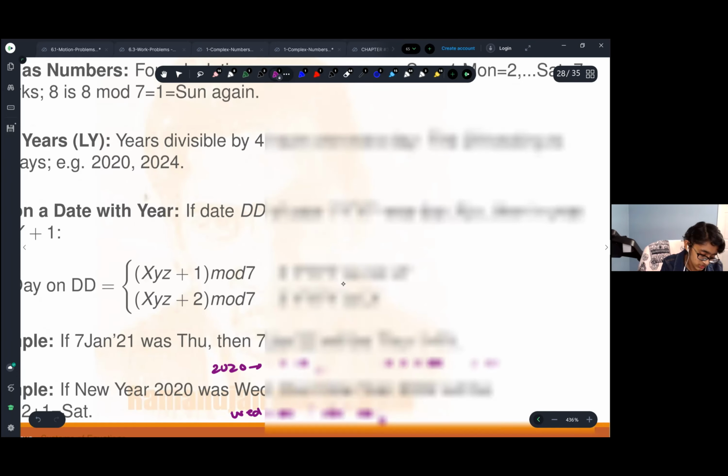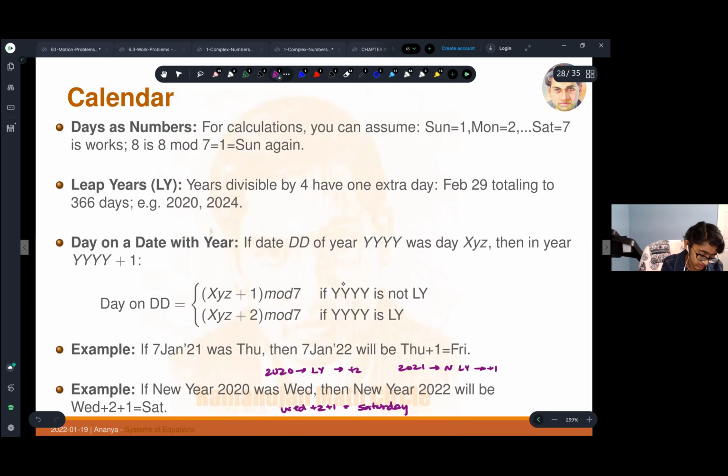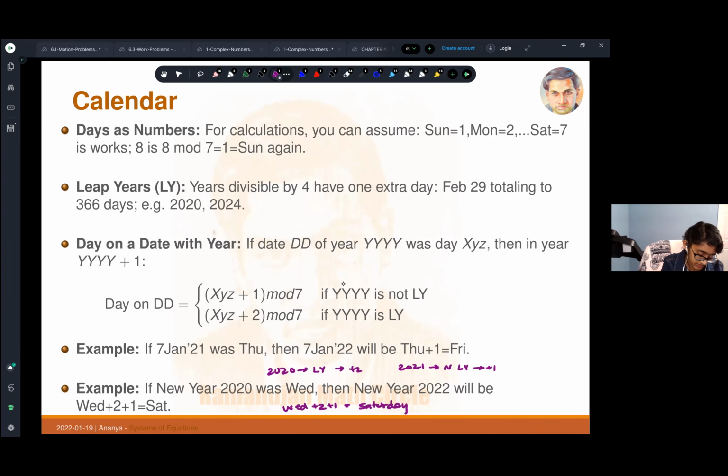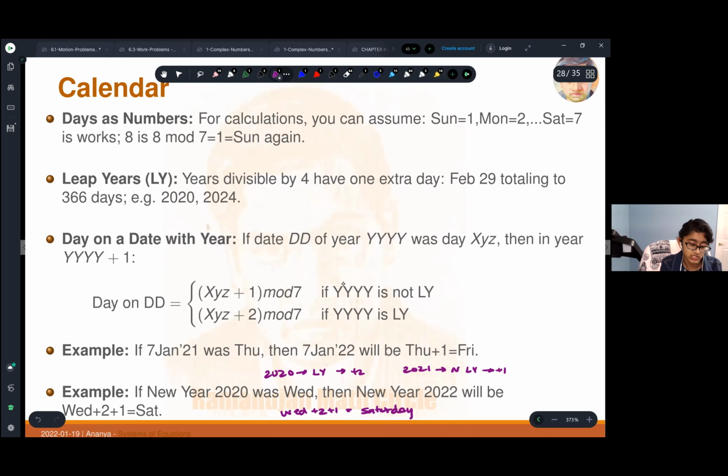You can actually use this to work backwards as well. For example, if we have that New Year 2022, this year, is a Saturday, we can count back to 2019, for example, by subtracting 1 and then 2 and then 1 and so on.